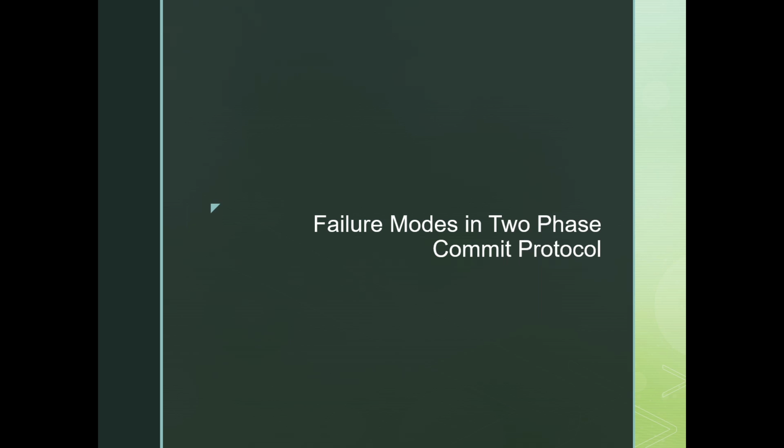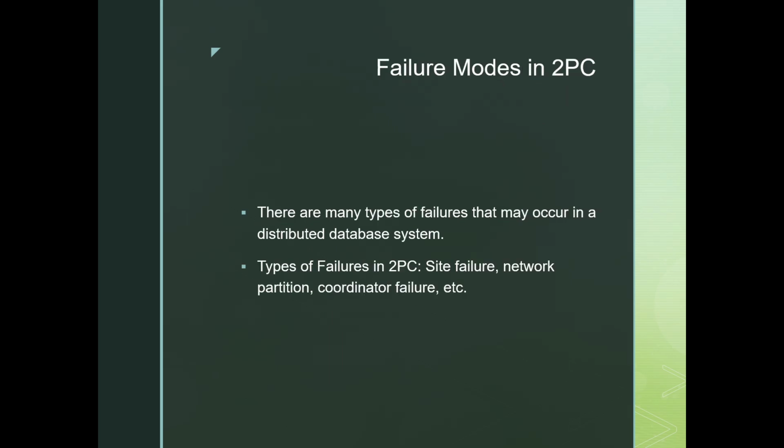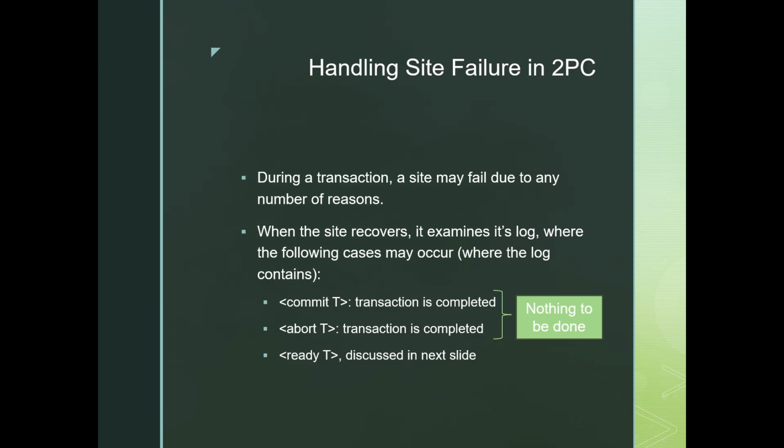But there are several failure modes since it's a distributed environment. Let's have a look at that. The challenges in distributed systems include network issues like partitions, consistency, network latency, and many more. But we will discuss site failures, network partitions, and coordinator failures. So let's first talk about the failure modes: site failure, network partition, and coordinator failure. Let's have a look at site failure.